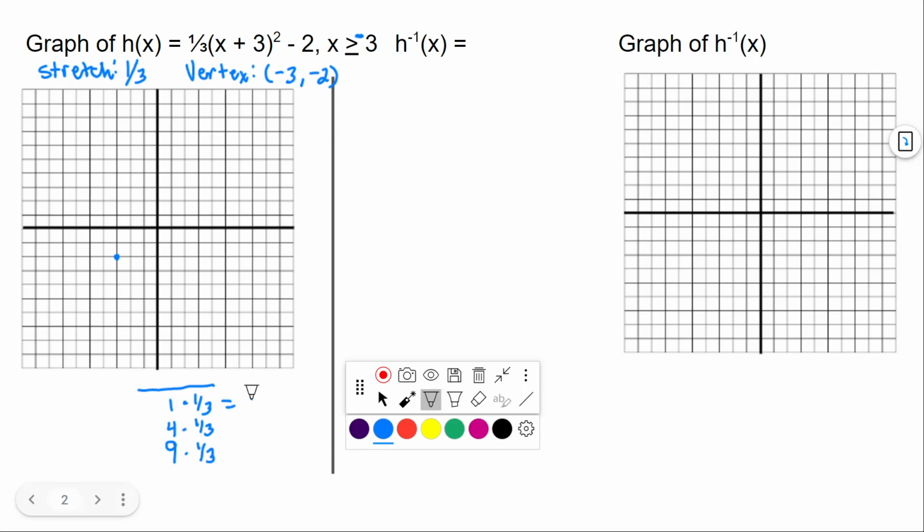So that's going to be 1/3, 4/3, and 3. So when I move to the right one, I'm only going to go up 1/3. When I go to the right 2, I'm going to go up 4/3, or 1 1/3. And when I go to the right 3, I'm going to go up 3.